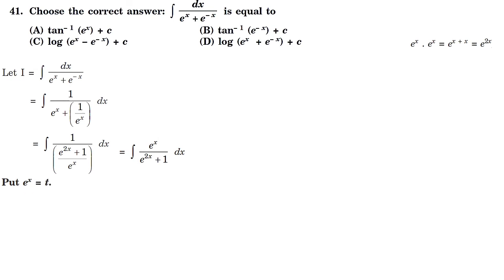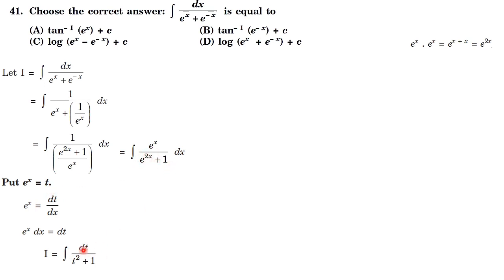So what we can do, put e raised to x is equal to t. Then we can go for taking derivative. E raised to x derivative is e raised to x itself, that is equal to derivative of t with respect to x, dt by dx. So we need e raised to x dx. Take this one to the left side, that is e raised to x dx is equal to dt. Then I is equal to integral dt divided by t square plus 1 will be coming. Here e raised to x dx is dt, and e raised to x we have substituted as t, here 2x is there, so t square will be coming, t square plus 1.